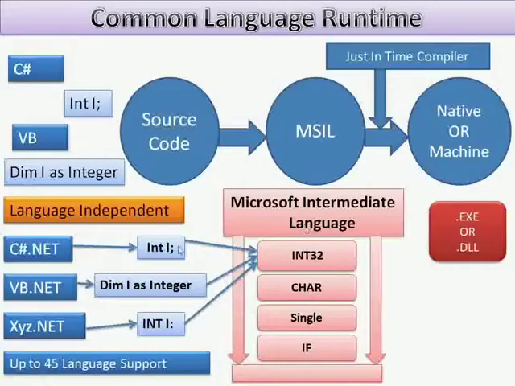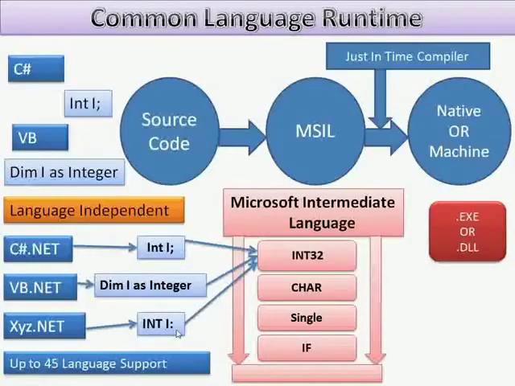Now suppose I type code in C# like int i semicolon. This integer variable is mapped with the MSIL integer variable and it becomes C#.NET. If the VB integer variable is mapped with the MSIL integer variable, then it becomes VB.NET. In the market, a new language comes, called XYZ, and the declaration of an integer variable is like this: int i colon.